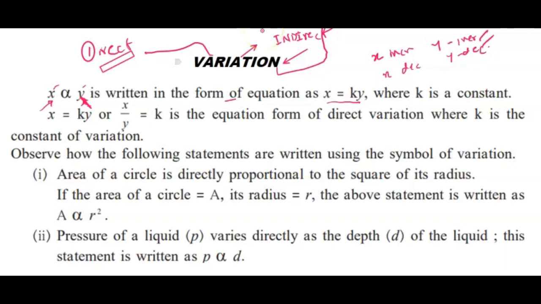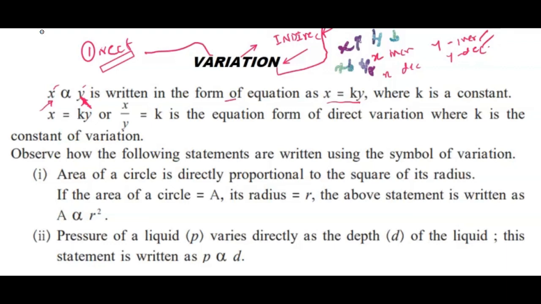But if x is up and y is going down, or if x is down and y is up, then we call it indirect variation. One is increasing, the other is decreasing, and vice versa. That is inversely proportional. In physics, we call this directly proportional and this inversely proportional. So this is direct variation, and this is indirect variation.